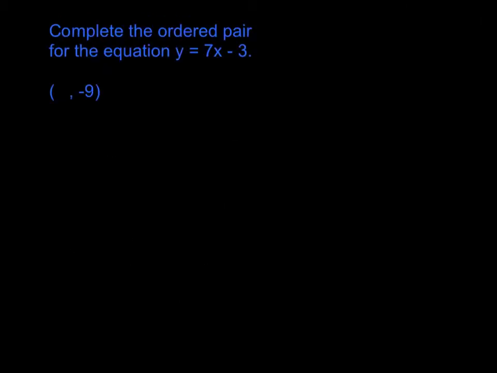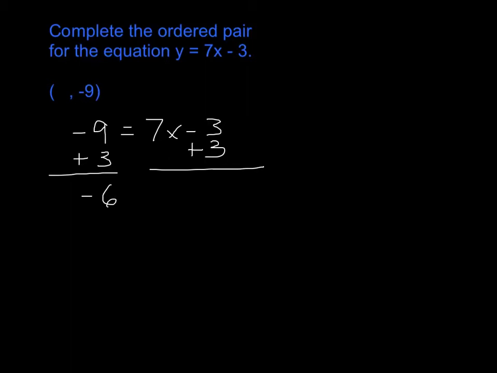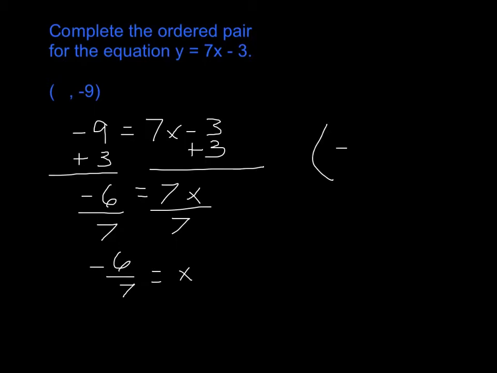In this problem, you're only given half of the ordered pair. You're given something for x, which we don't know, and you're given negative 9 for y. So you're given an equation, y equals 7x minus 3. To complete the ordered pair, you have to plug in negative 9 for y. So we have negative 9 equals 7x minus 3. And then if we add 3 to both sides, because we want the 7x term by itself, we get negative 6 equals 7x, and then we divide both sides by 7, and we get negative 6 sevenths equals x. So the ordered pair we're looking for is negative 6 sevenths, negative 9.